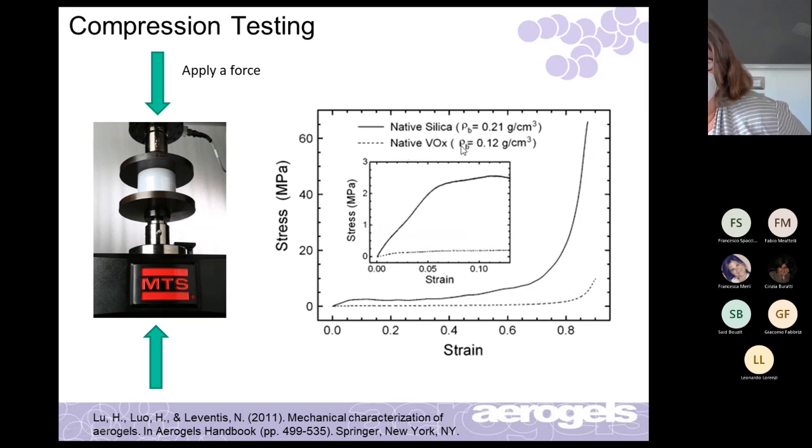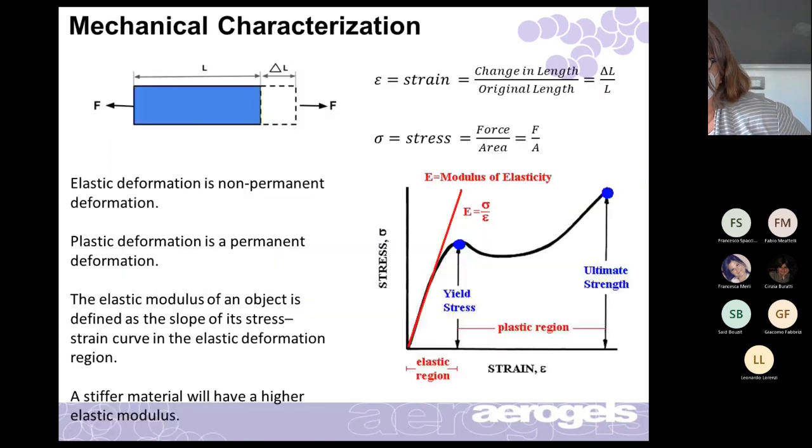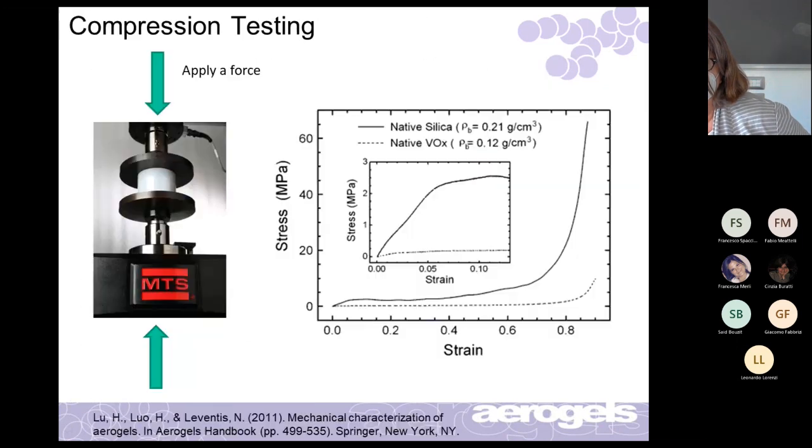I want to show you what happens when you crush an aerogel. So again, remember your typical material. You have this elastic region, yield stress, plastic region, etc. And for an aerogel, it looks a bit different. You have an elastic region, and then you go up and you get what we call a densification region. When you measure your elastic modulus, it is down here at very, very low strains.